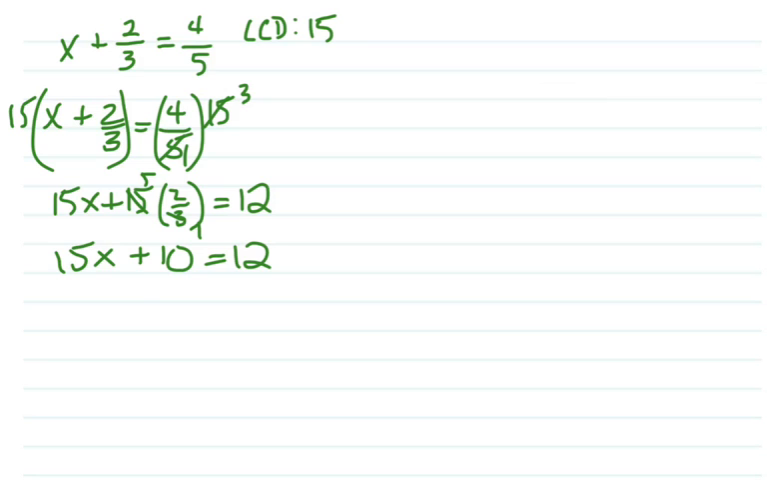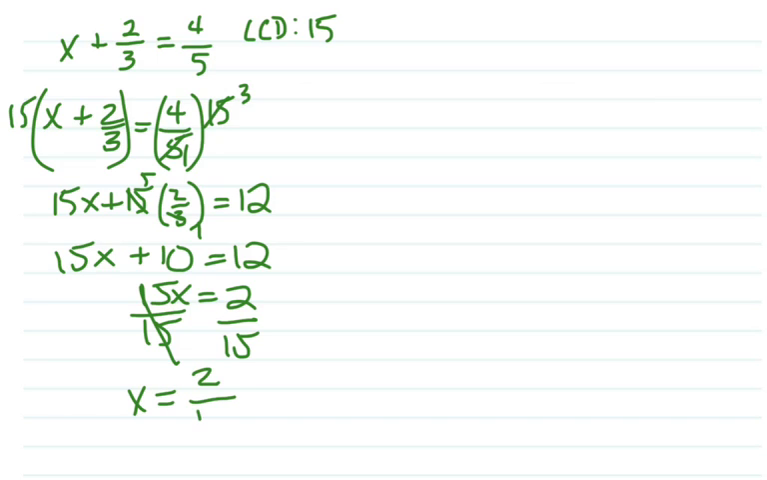So now I'm going to subtract 10 from both sides. I'm going to get 15x equals 2. Divide both sides by 15. And we get 2/15. I'm not going to bother with a decimal. That's a nice enough fraction. Again, in a perfect world I'd go back and check, but the fraction ones I tend not to.